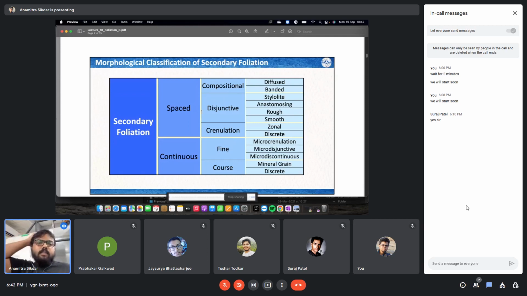So spaced secondary foliation can be compositional, can be disjunctive, or can be crenulation. What is meant by disjunctive? That is not continuous, and it does not follow the same trend, so it will be a little bit curvy or something like that, right? But the difference between disjunctive, yeah.